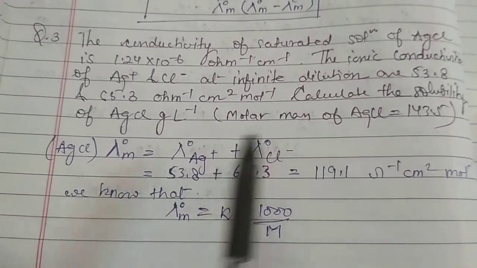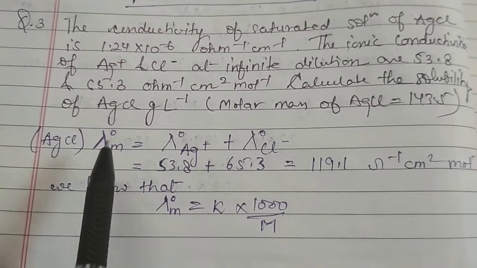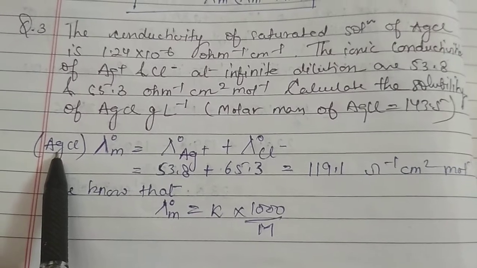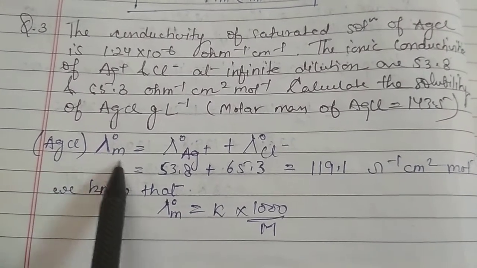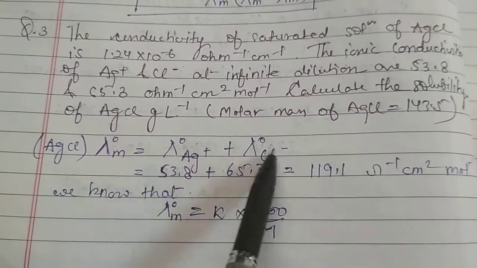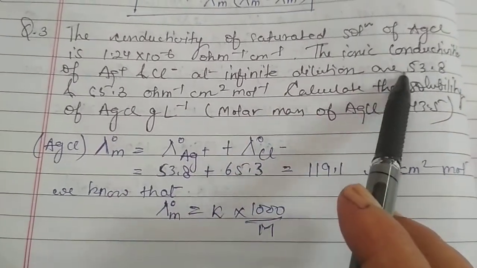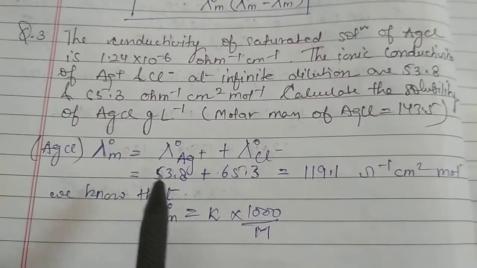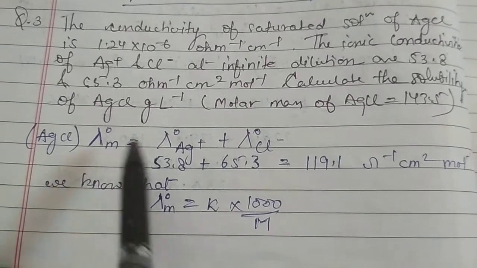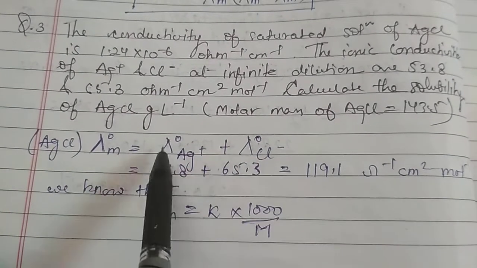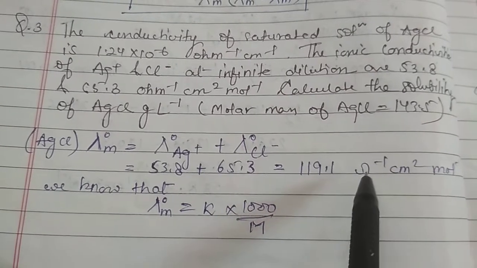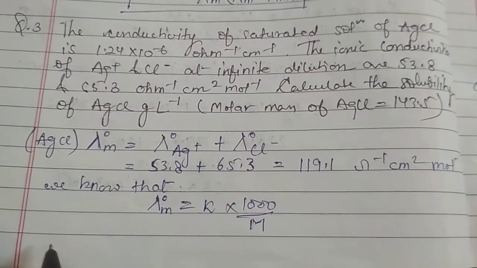Now let's see. First we have to calculate the λ°m for AgCl, that is the molar conductivity of AgCl at infinite dilution, with the help of the ionic conductivities given to us at infinite dilution of Ag+ and Cl- ions. So through the Kohlrausch law, it is the sum of both the ionic conductivities. So it would be 119.1 ohm^-1 cm² mol^-1.